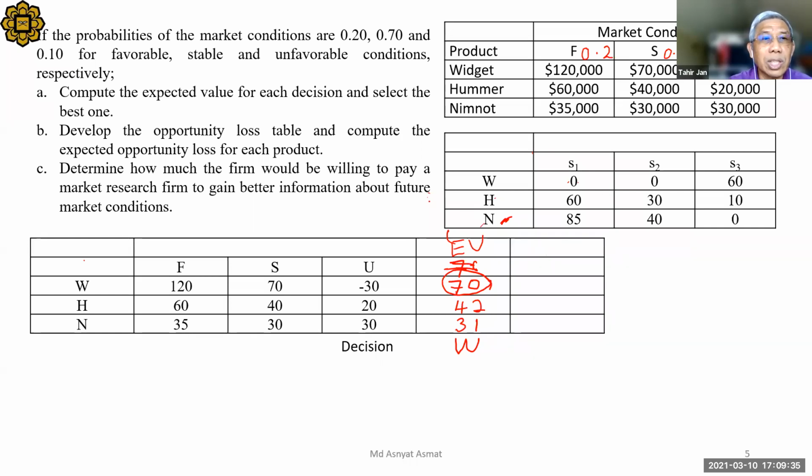Develop the opportunity loss table and compute the expected opportunity loss for each product. Remember last class we calculated the regret. Do you remember how you calculate the regret? Now I reproduce it here. This is the regret. So now we are going to use the probability to compute it. Here 0.2, here is 0.7, the third one is 0.1. So let's calculate the expected value of opportunity loss.